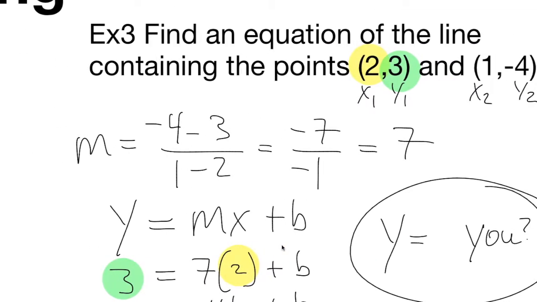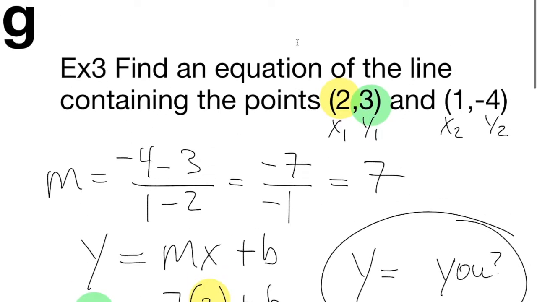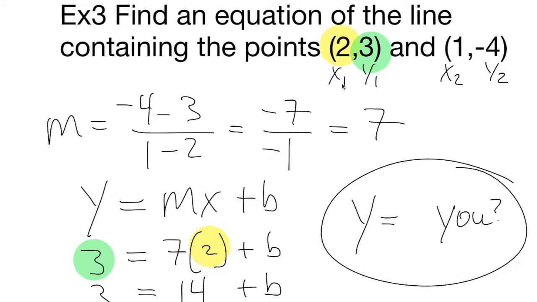Next one, find an equation of the line containing the points (2, 3) and (1, negative 4). Well, the first thing you would need, I think, is to find the slope. So use the formula. Remember to label your points x1, y1, x2, y2, because there's y2 minus y1 over x2 minus x1. Crank all that out, and you get a slope of 7.